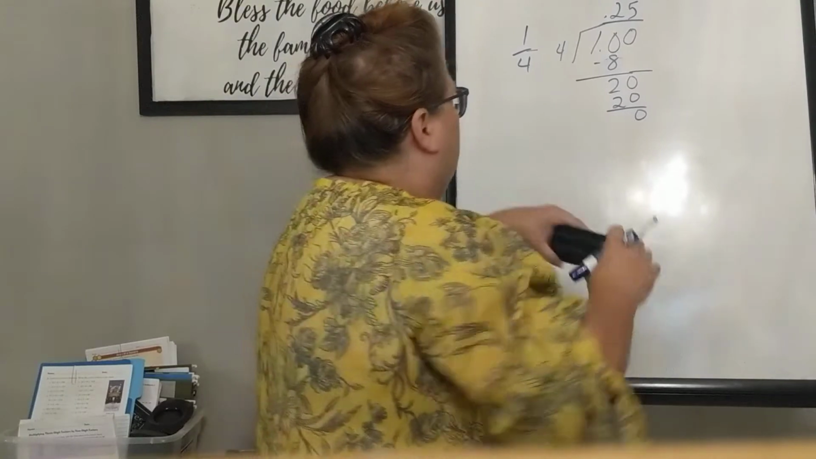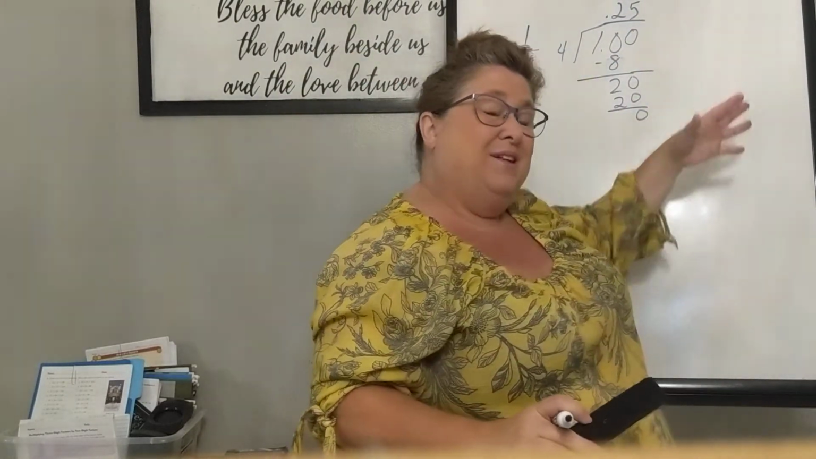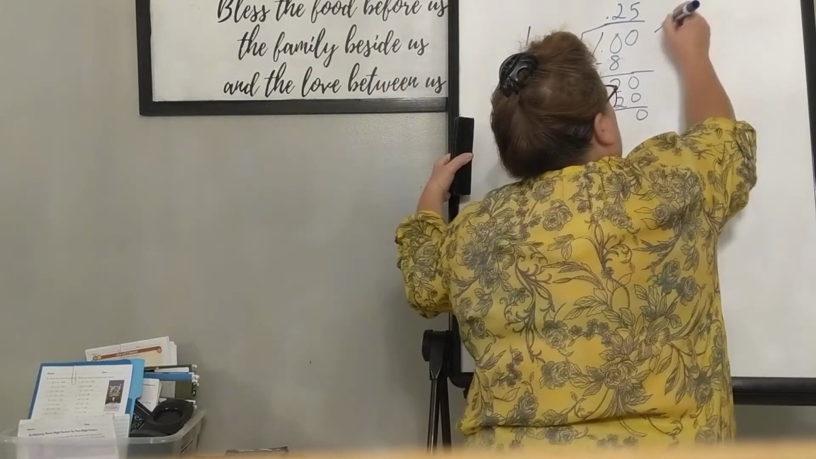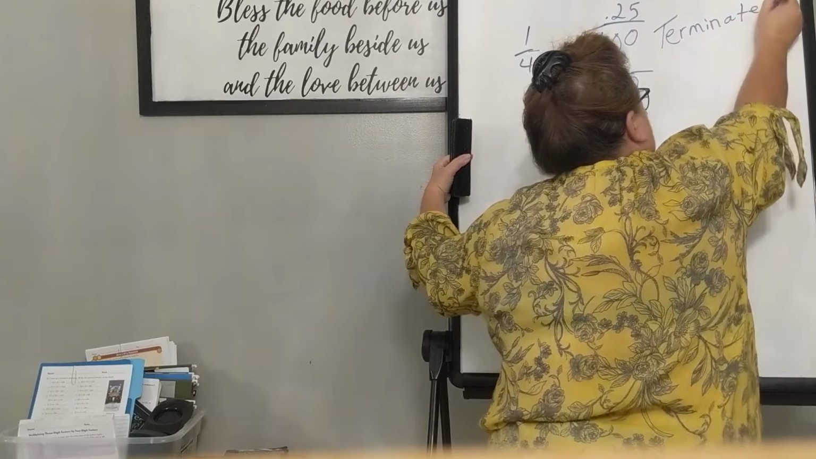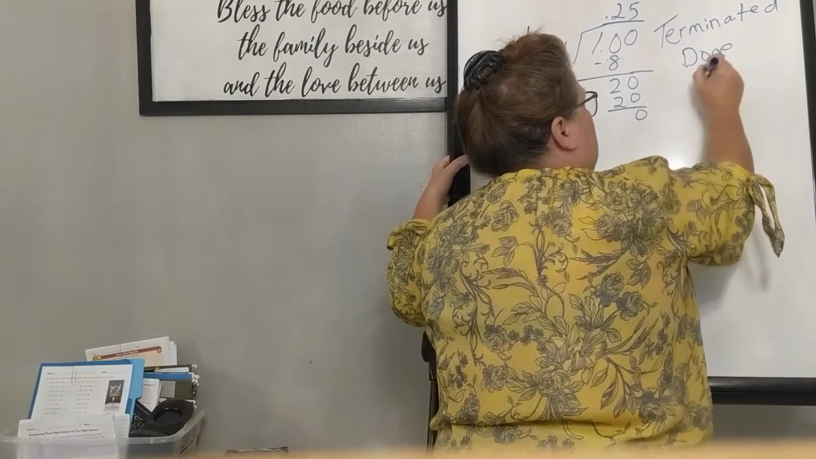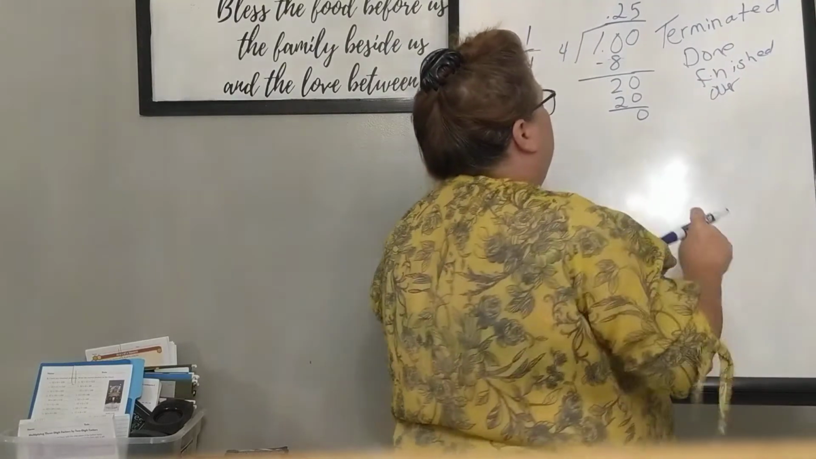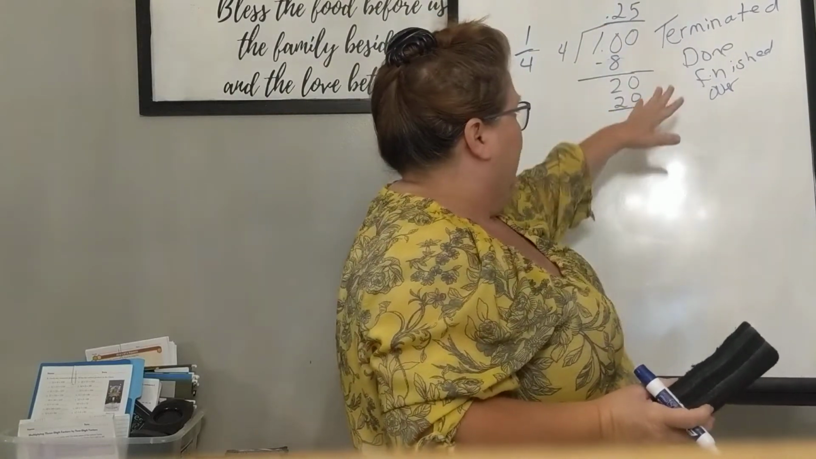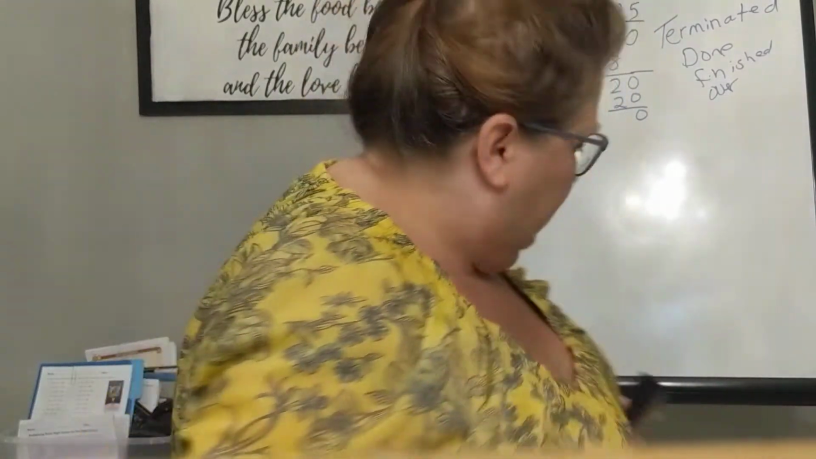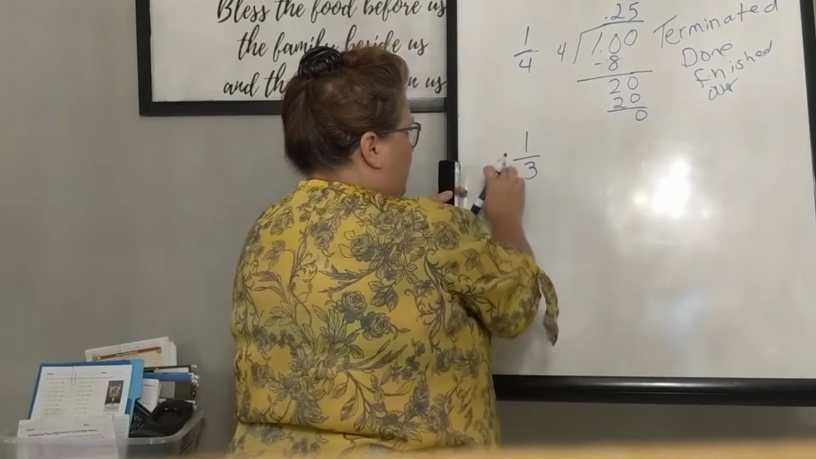When that decimal is done, and we don't have a remainder anymore, we don't have to annex any more zeros, we say that that decimal is terminated. Terminated means it's done, it's finished, it's over. So that is what the decimal is when we have no more remainders or no more zeros to bring down. It's terminated, okay?